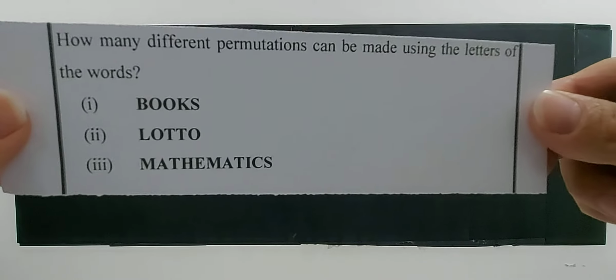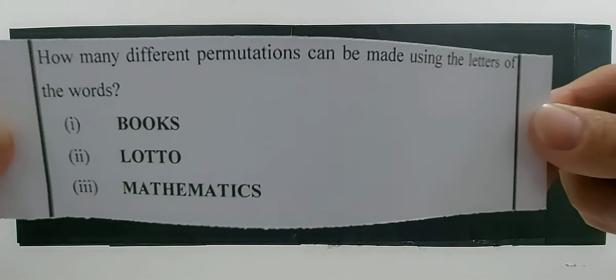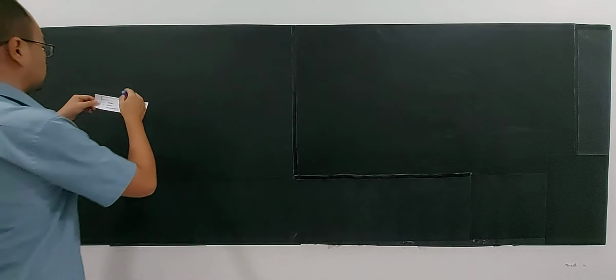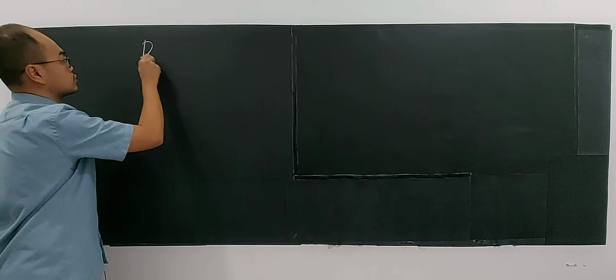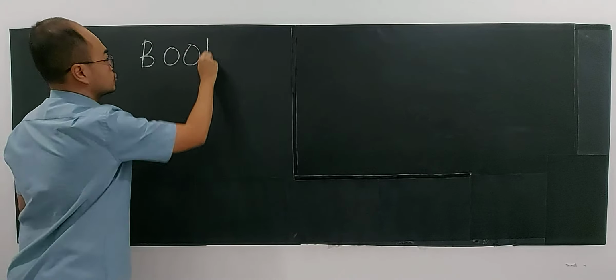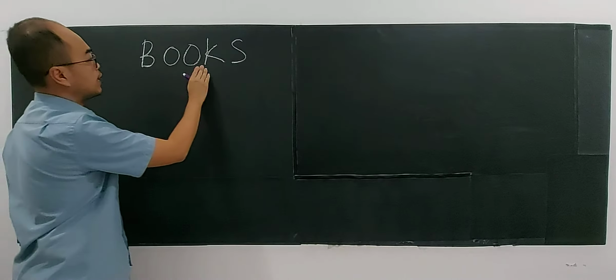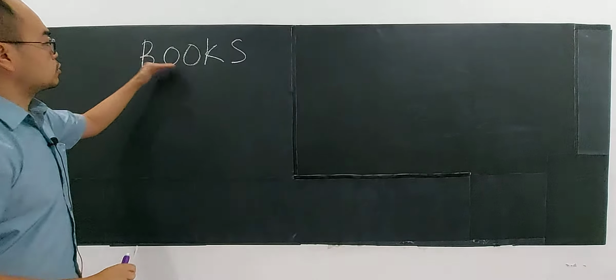Alright, so how many different arrangements or permutations can be made using the letters of the words books, lotto, and mathematics? I'll teach you how to arrange them using the knowledge of permutation. Let's say you have books. This consists of a 5 letter word. 1, 2, 3, 4, 5.